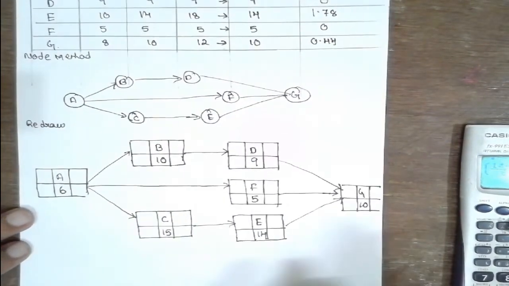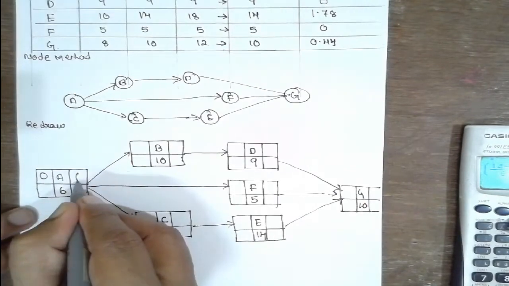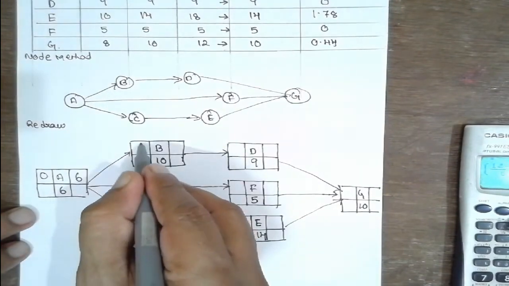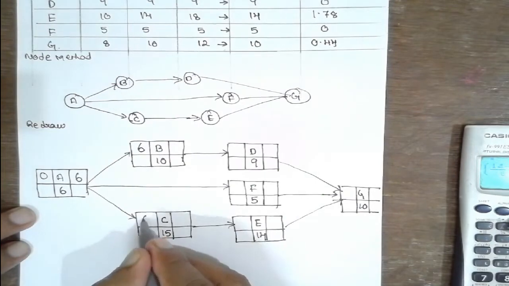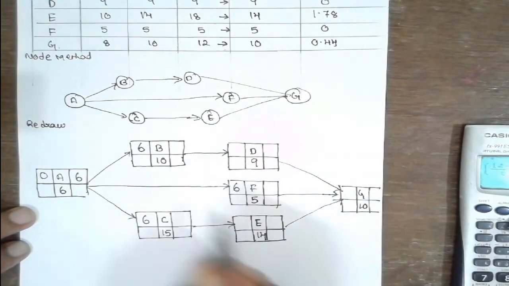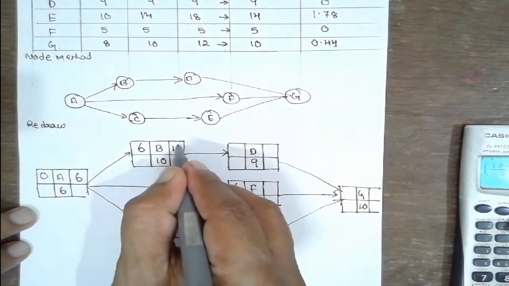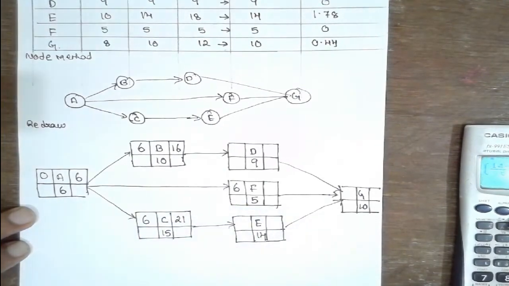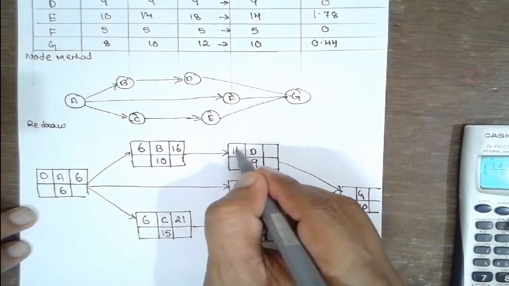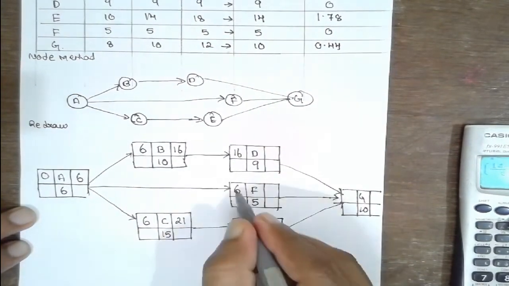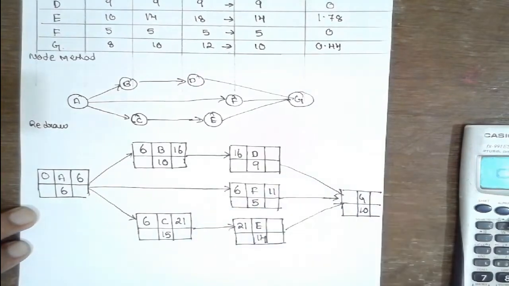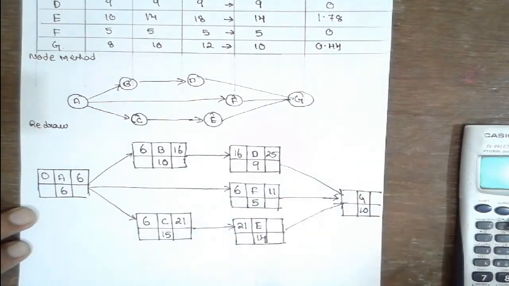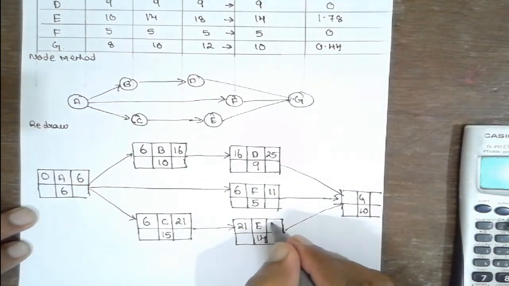Now, next. First, I will consider 0 here. 0 plus 6, 6. 6 goes this side, and again 6 goes this side, and 6 moves in this direction. Now see, 6 plus 10, 16, 6 plus 15, 21. The 16 moves this side, 21 moves this side, 6 plus 5, 11. Now 16 plus 9, 25. 25, 6 plus 5, 11, 21 plus 14, 35.